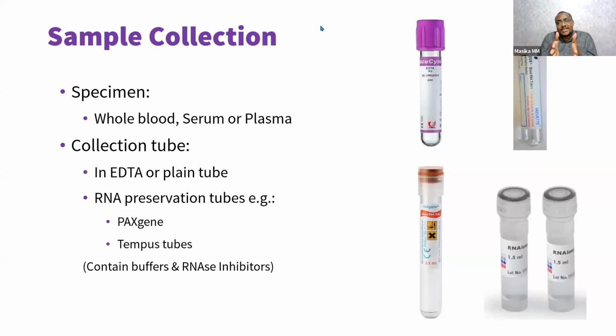Nested is basically inside. So you are targeting a portion in another PCR within the initial portion that you are targeting. So if you are targeting from position 1000 to position 2000, your nested PCR can start from position 1200 to 1800. So that is a nested PCR.